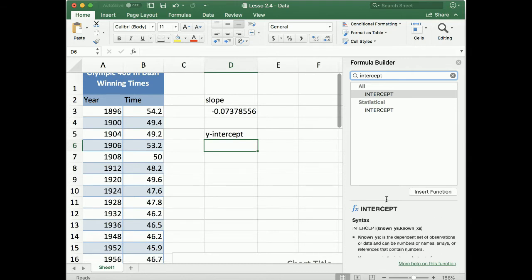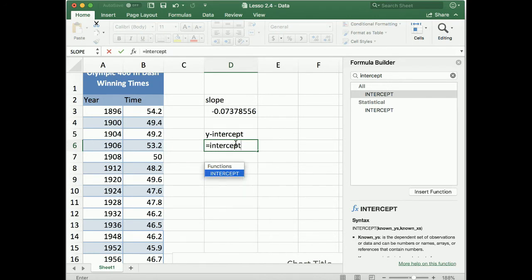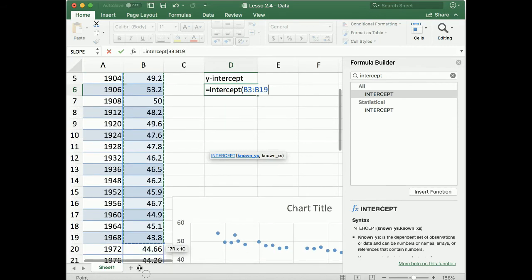This one's set up very similar. This time I'm just going to type it in. Anytime we start a formula we can put equals. And it's showing that we want to just type the word intercept, and that will give us the intercept, the known y values, which were these right here, B3 all the way to B29.